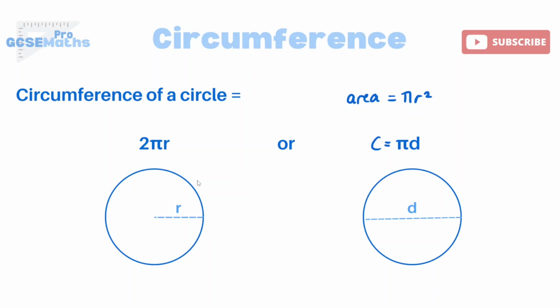You might prefer 2 pi r. It's literally a personal choice. They're both exactly the same thing, because obviously 2 times the radius is the diameter, isn't it? So it's exactly the same thing. Whichever of these two formulas you prefer, that's the one that you go with.